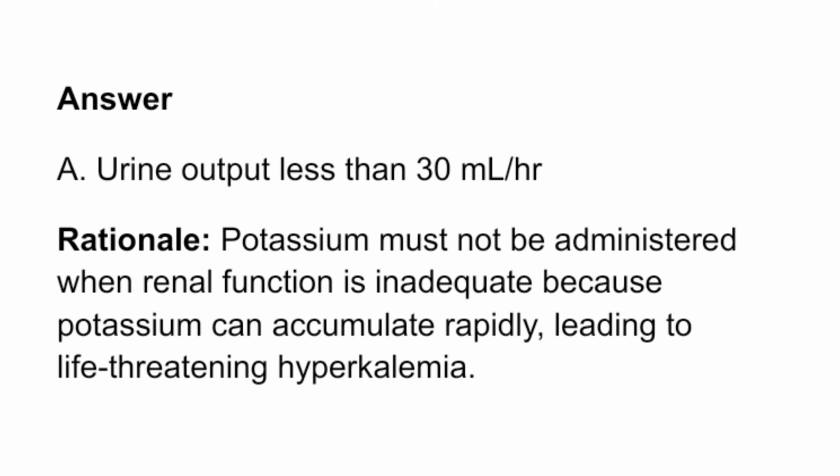Answer. A. Urine output less than 30 milliliters per hour. Rationale. Potassium must not be administered when renal function is inadequate because potassium can accumulate rapidly, leading to life-threatening hyperkalemia.